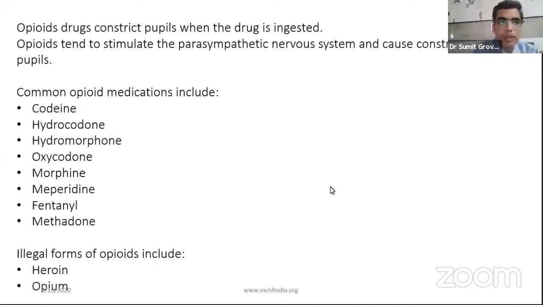Then opioids are the drugs which constrict the pupil. The common opioid medications include codeine and hydrocodone, and these are very common drugs. You will find them as a constituent of many cough syrups used for dry cough. Morphine, fentanyl, which is again used in anesthesia, methadone, and some illegal forms of opioid include heroin and opium, which are, I think, very common.